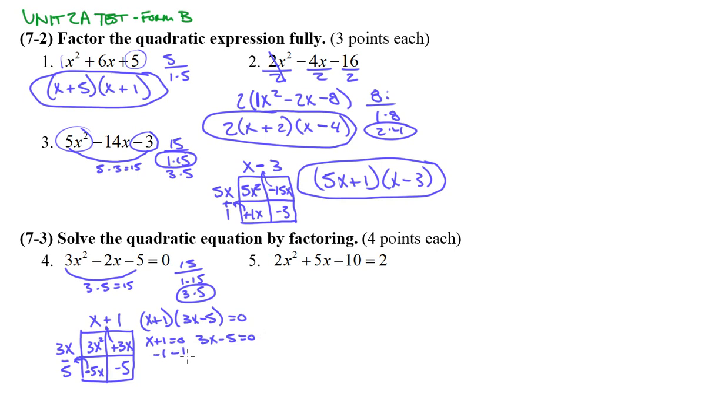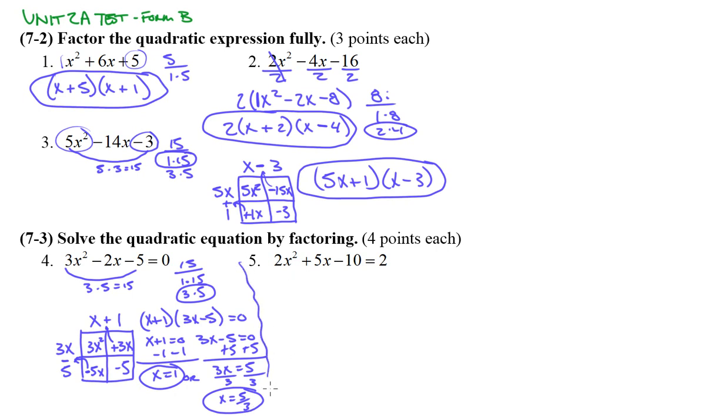Solve both of those. Subtract 1 from both sides, we get x equals negative 1, or, and here we have to add 5 to both sides, and we get 3x equals 5. Divide both sides by 3, and we get x equals 5 thirds. So our two answers are going to be x equals negative 1 or x equals 5 thirds for number 4.